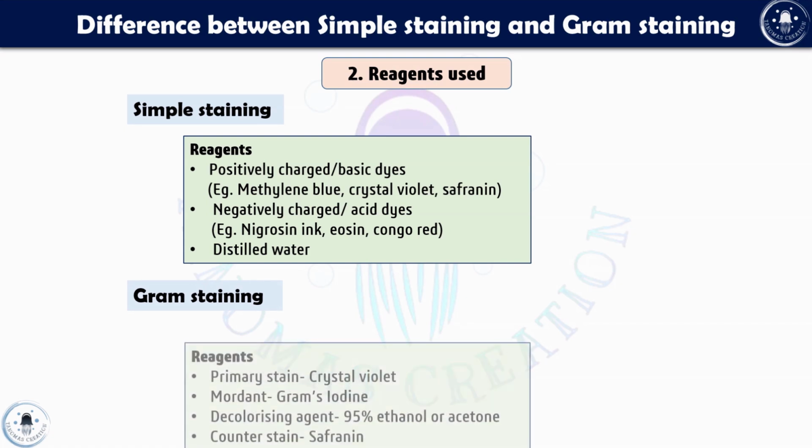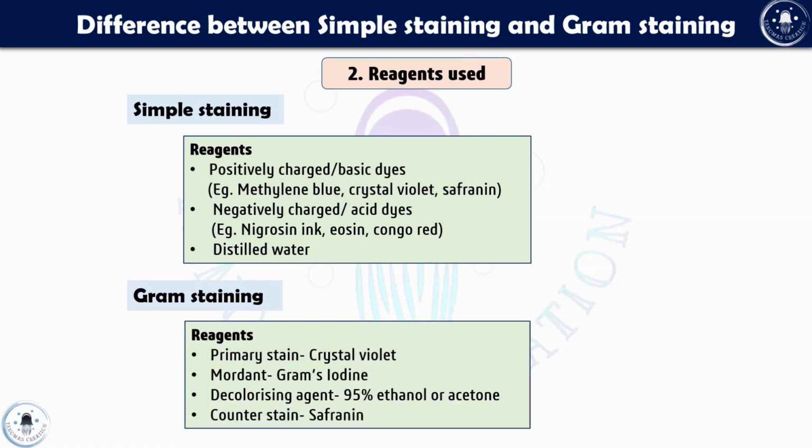Whereas in gram staining, there is a need to use more than one type of stain for differentiating the groups of bacteria. Here the primary stain, crystal violet, is used. Gram's iodine is used as the mordant. For the decolorizing agent, 95% ethanol is used. Sometimes acetone is also used, and a counterstain is also used, that is safranin. So we can see more than one type of stain is used for gram staining.